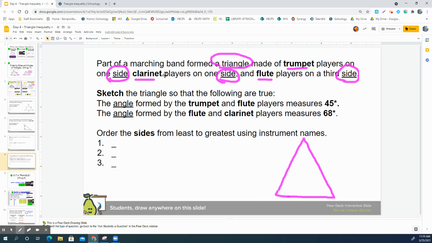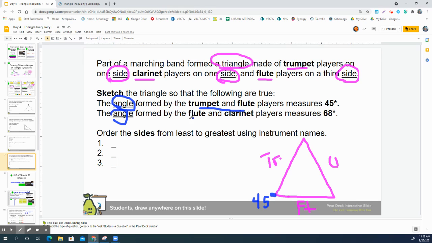But ladies and gentlemen, these are sides. So we've got trumpet players all shoulder to shoulder on one side of the triangle. We've got clarinet players all shoulder to shoulder on one side of the triangle. And we've got flute players on one side of the triangle. Then we've got angles. Where the trumpets and the flutes meet is right here. That's 45 degrees.